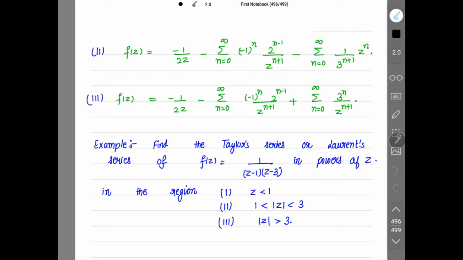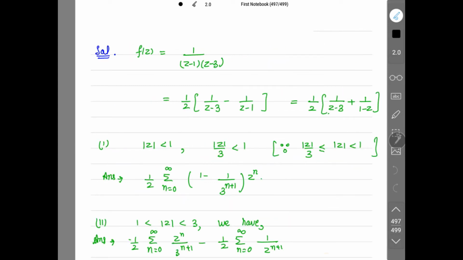Okay. Next, one more example for you. As an exercise, find the Taylor series or Laurent series of f(z) equal to 1 over (z minus 1) into (z minus 3) in powers of z, in the region. These 3 regions are given to you. So, f(z) is equal to 1 over (z minus 1)(z minus 3). I separated them into parts.